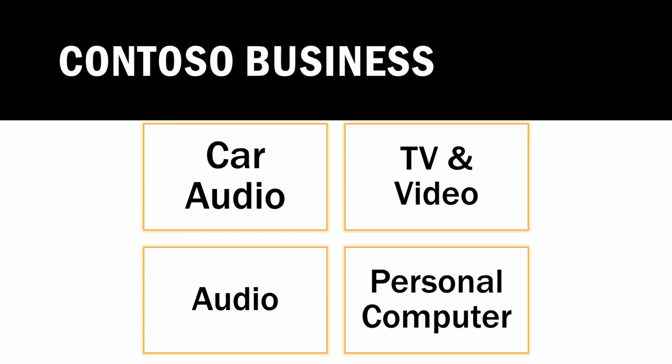So we talked about Contoso being a fictitious company. So let's try to understand what the business of this fictitious Contoso company is. Well, the Contoso company is in the business of selling car audio systems, TV and video units, audio systems, and also personal computers. So what Contoso does is that they purchase raw materials from different suppliers, and then they assemble these raw materials and manufacture these systems and sell them to the end customers.